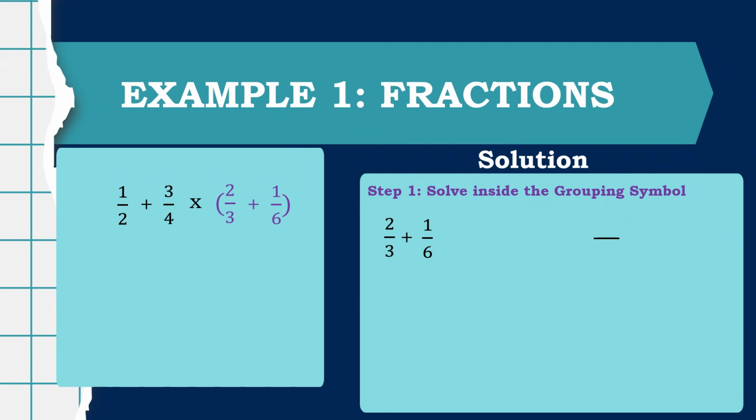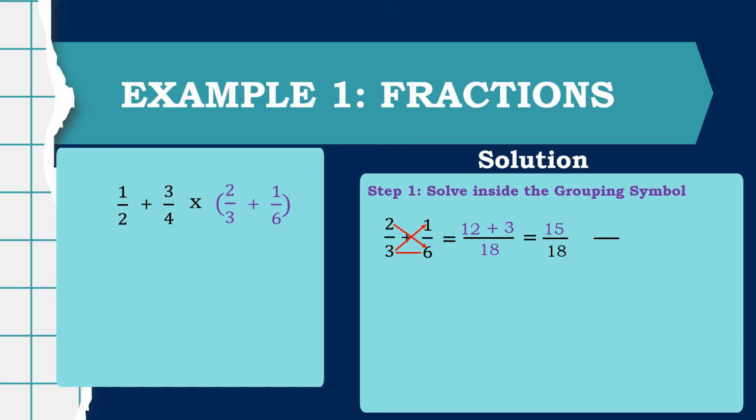To find the sum, we can use the cross product method. So we multiply 2 and 6 and the answer is equal to 12. We're going to multiply 3 and 1 also and the answer is equal to 3. Then for the denominators, we're going to multiply 3 and 6 and the answer is equal to 18. Then let's add the numerators. 12 plus 3 is equal to 15. Copy 18 as our denominator.